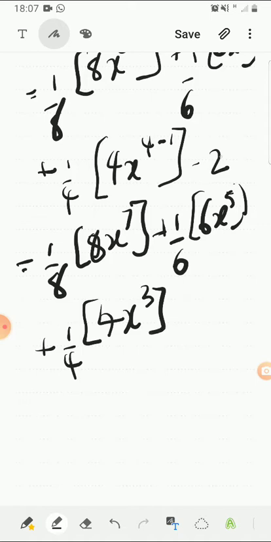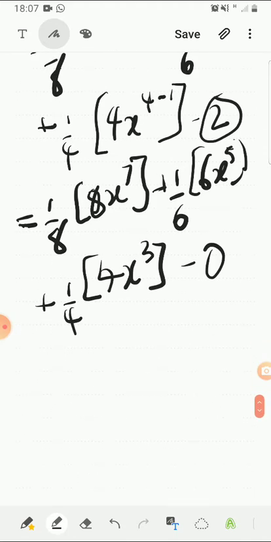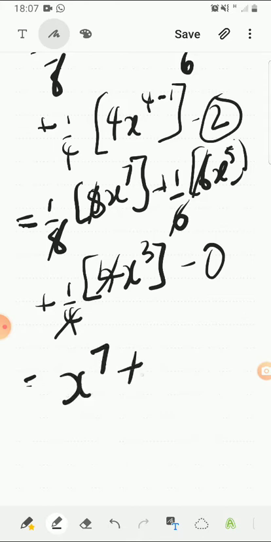3. Now remember, the derivative of 2 will give you what? 0. So that is gone. So all you have left is 1 over 8. Now remember 8 will cancel what? 8. 6 will cancel what? 6. 4 will cancel what? 4, when they multiply. So therefore what you have left is just x raised to the power of 7 plus x raised to the power of 5 plus x raised to the power of 3.